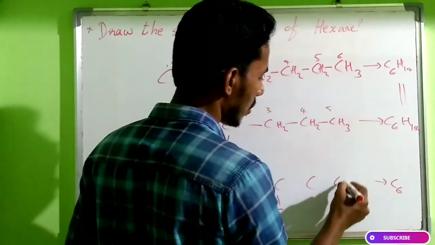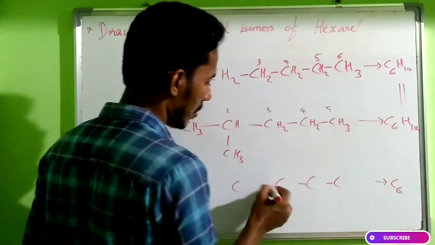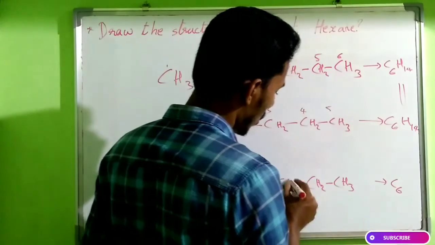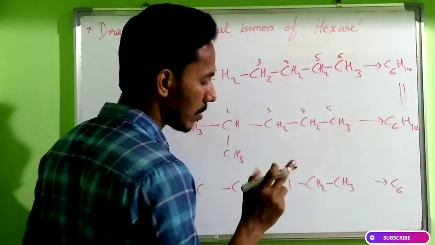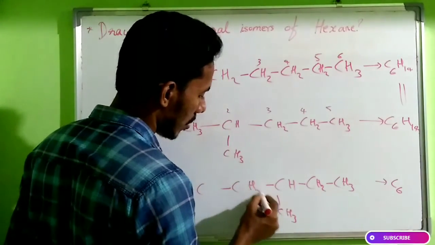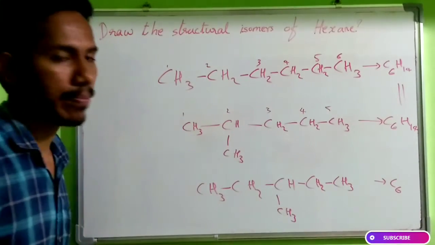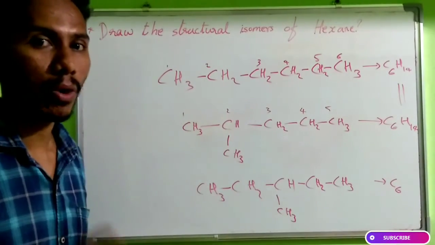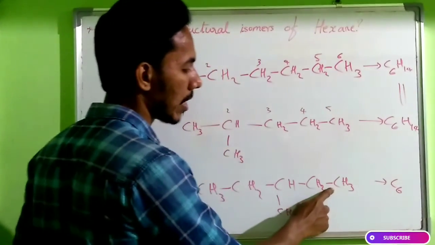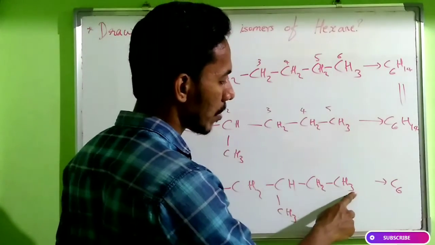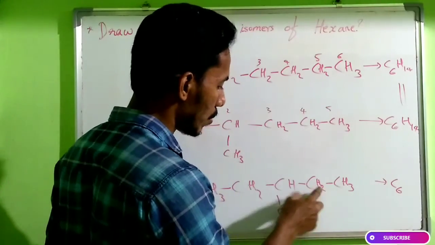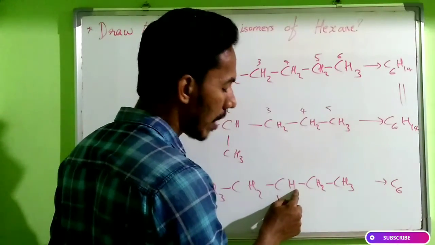6 carbon atoms, C6, and ane, single bond. Fill the other valency: CH3, CH2, C, 1, 2, 3. Only one is left. Then CH3, 1, 2, CH2, CH3. So fill the hydrogen atoms properly. Count the valency of this carbon atom. One is bonded with this carbon atom, so draw the other 3. Then it is bonded with 2, then the other 2. It is bonded with 3, then only one is left.